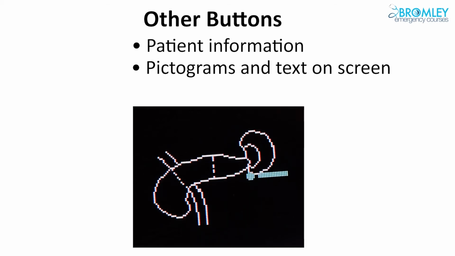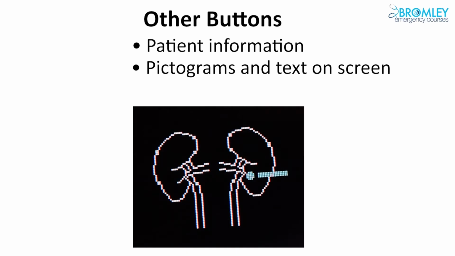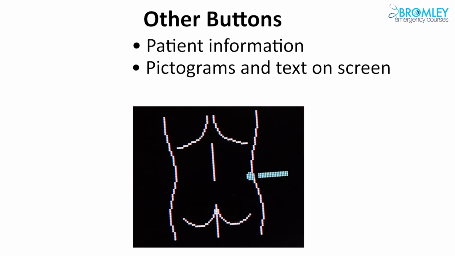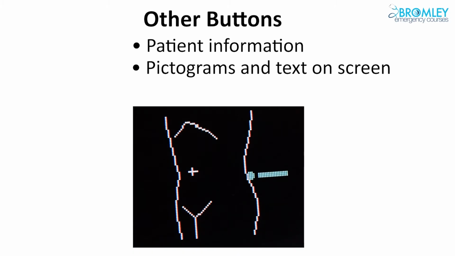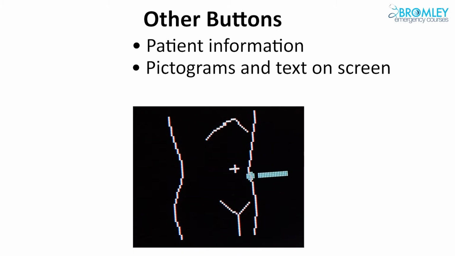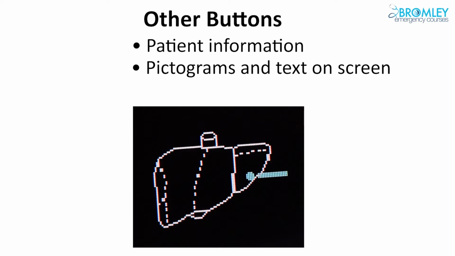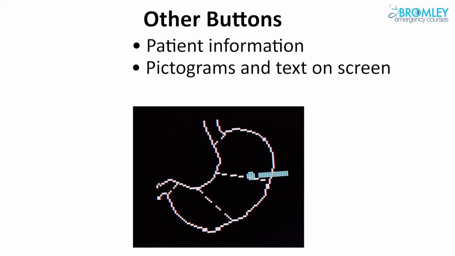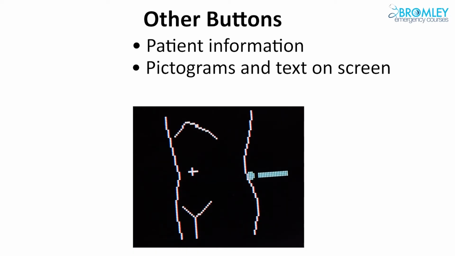So here's some examples of pictograms. They're just simplified anatomy so that as you look at your image, you can see, okay, that's where I was when I took that image, and that was what it was all about. And sometimes that's useful, particularly if it's a more complex image.